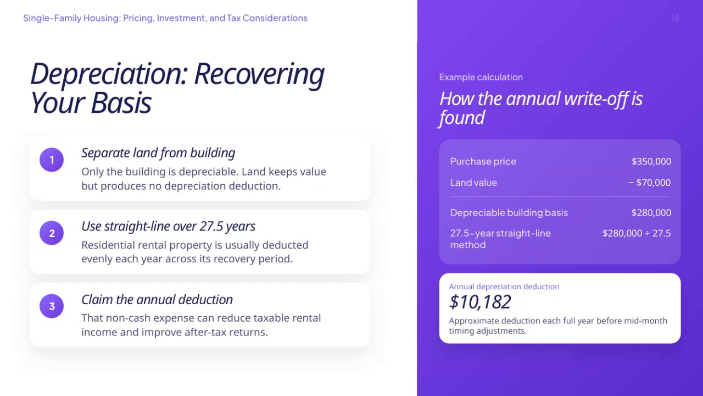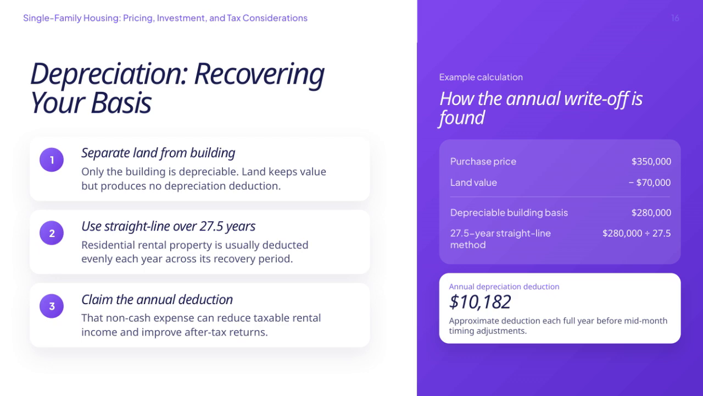When calculating depreciation, the first important step is to separate the value of the land from the building. Only the building portion is depreciable because land itself maintains its value and does not generate any depreciation deduction. For residential rental properties, we typically use the straight-line depreciation method over a recovery period of 27.5 years. This means the building's value is divided evenly across those years, providing a consistent annual deduction. By claiming this annual depreciation deduction, which is a non-cash expense, you can reduce your taxable rental income. This lowers your tax liability and ultimately improves your after-tax return on investment.